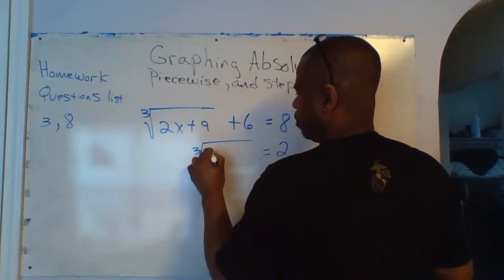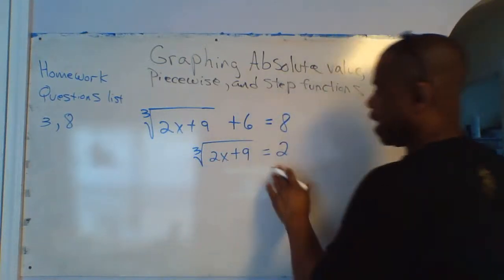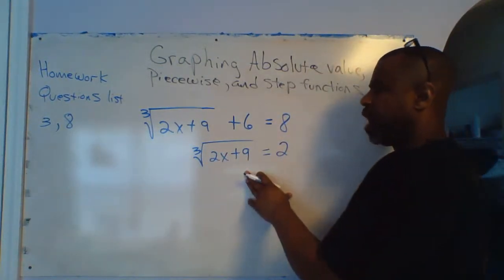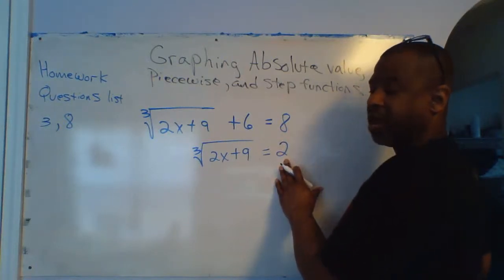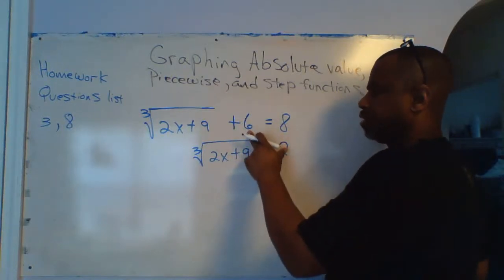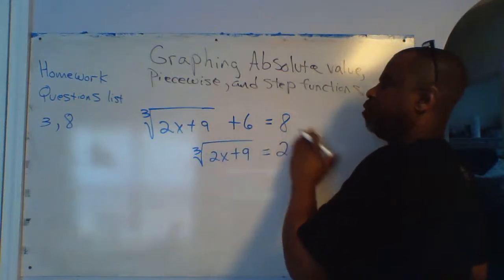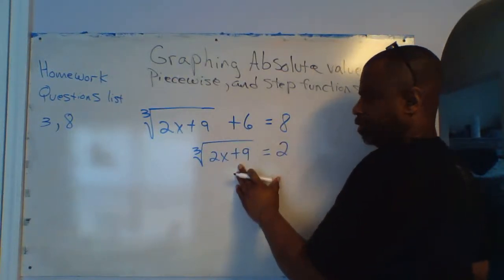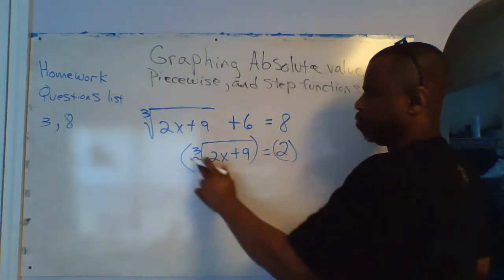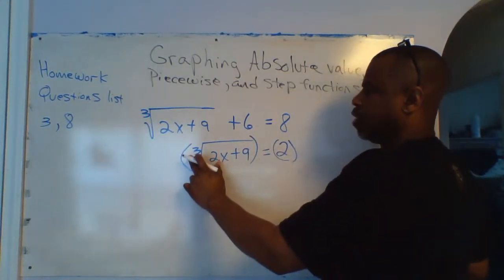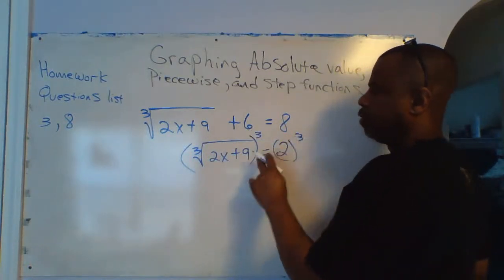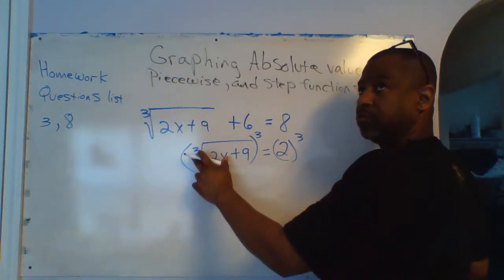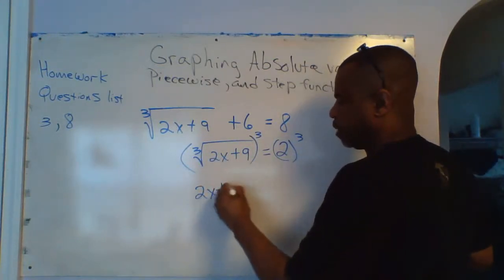Now we have the cube root of 2x plus 9 equal to 2. You have the cube root isolated, sitting by itself, and the other side over here. You cannot take the cube root of both sides if you have something outside of the radical. You have to move it so the radical is alone. Now we have it alone. In order to get rid of the cube root, we have to cube it. Remember we talked about your power divided by your root? So now we're left with 2x plus 9.